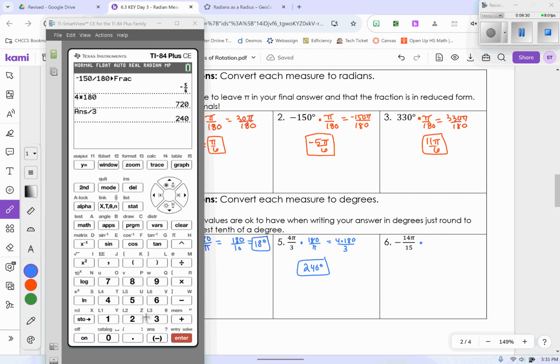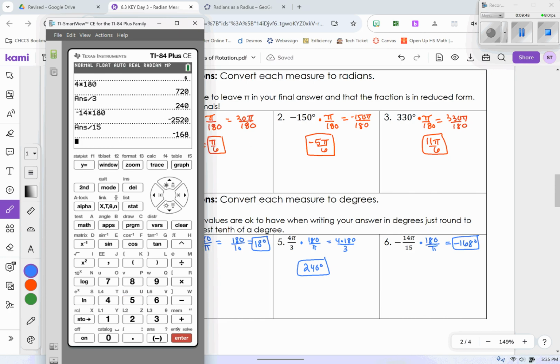And then over here, same idea, multiply this by 180 over pi, so the pi's cancel out. So this would give us, if you multiply this out or use your calculator, negative 168 degrees. So again, if you need to, do negative 14 times 180, divide that by 15.